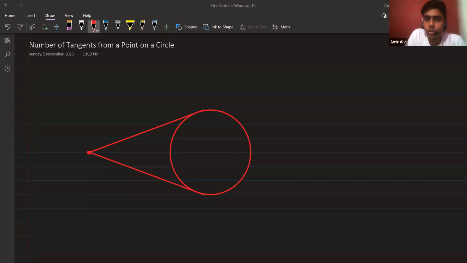Yes, sir. Any doubt? No, sir. When the given point is there, you can only draw 2 tangents on a circle. Yes or no, at least yes or no. Clear, everybody? Yes.